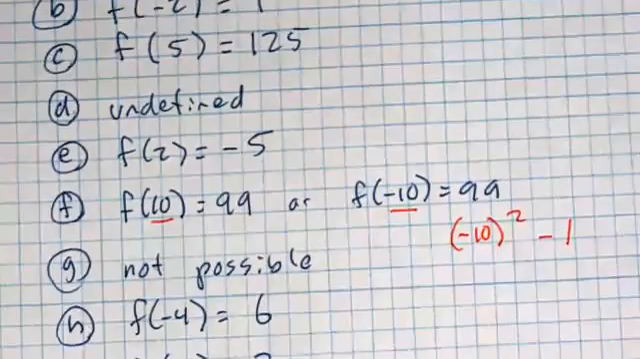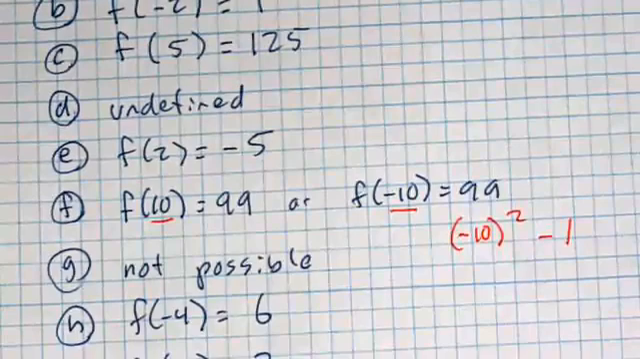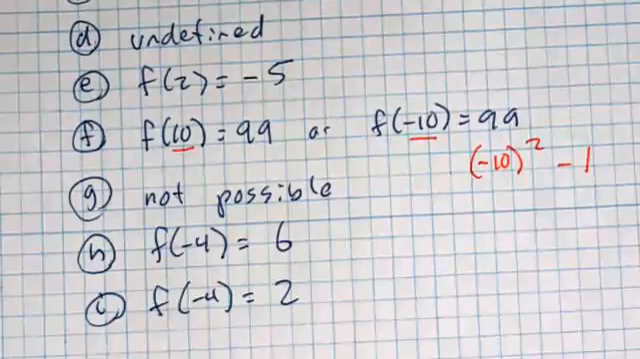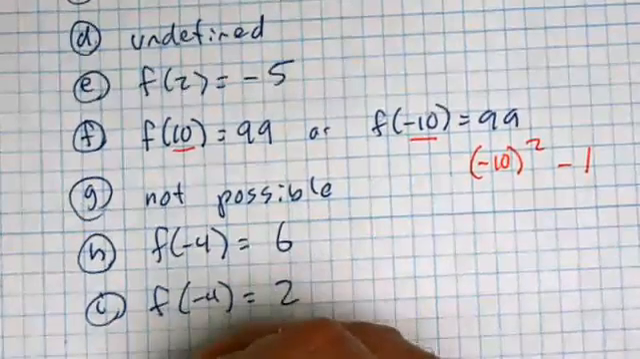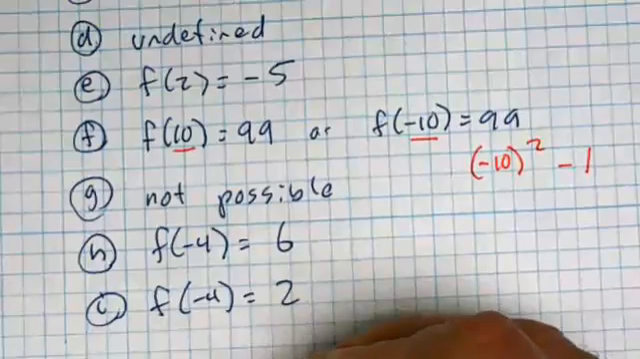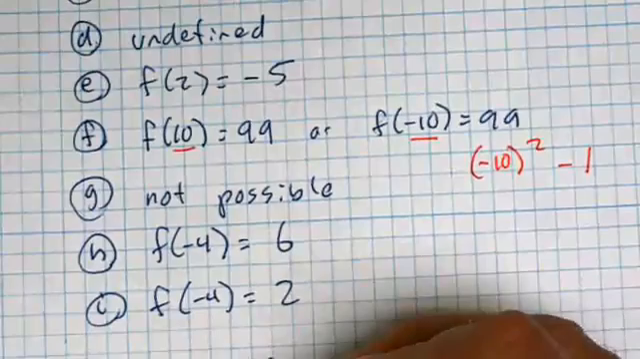Part G was not possible because you can't get a negative number out of an absolute value. It just can't happen. Part H and I are up here. Part H was f of negative 4 equals 6. Part I was f of negative 4 equals 2. We are definitely going to go over part E. I heard a couple moans and groans. We were looking at part E when I give you the answer for part E. So let's do this one together. There's fractions in it.